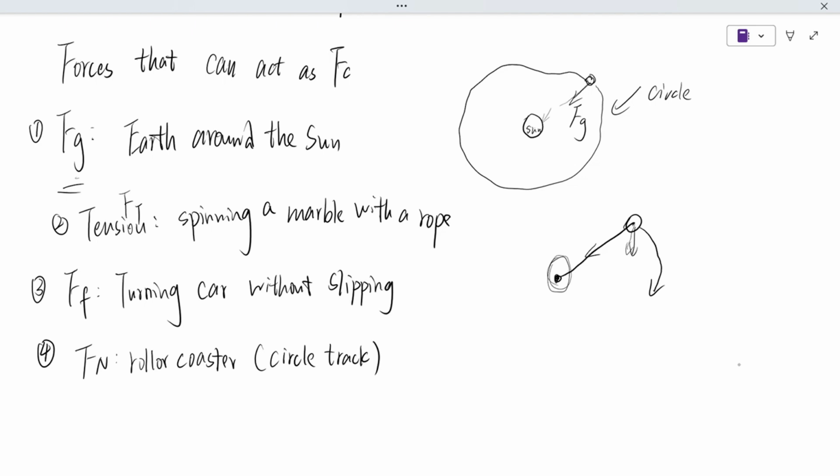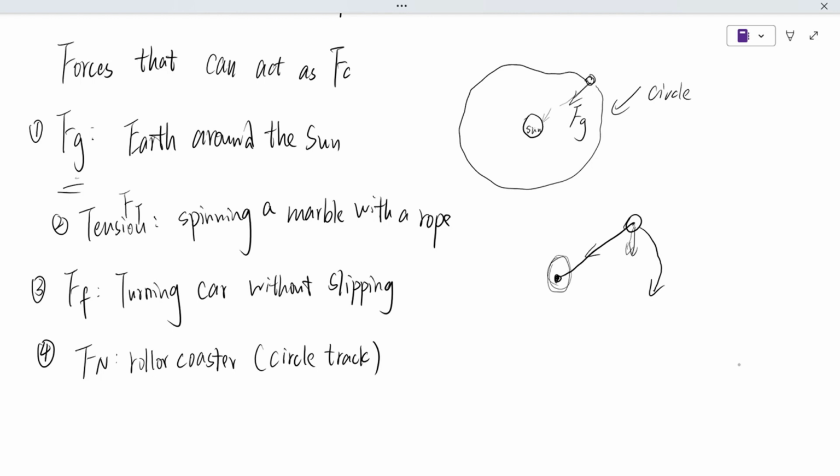The third one is a turning car without slipping. If there's no friction force, the car will basically just slide away. The friction between the tire and the ground is pointing towards that rotation center. So just remember that friction can be the centripetal force as well.